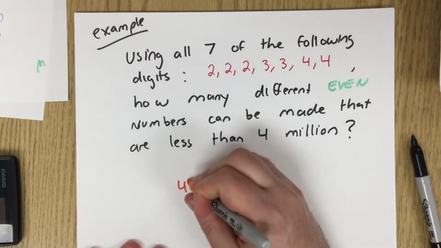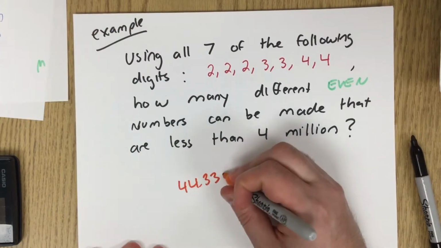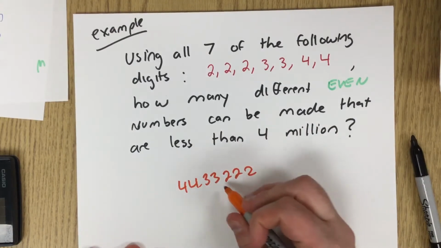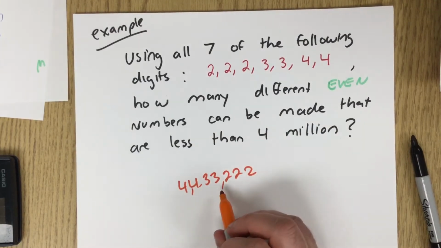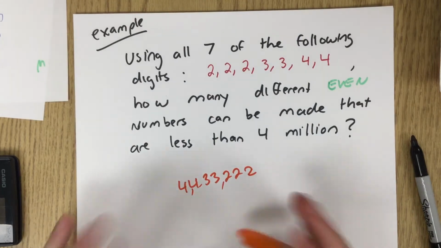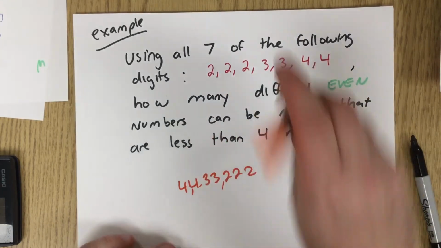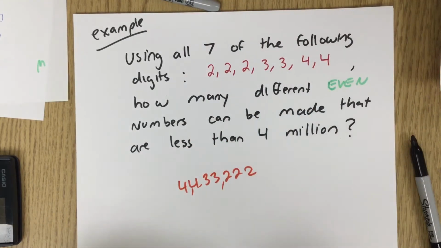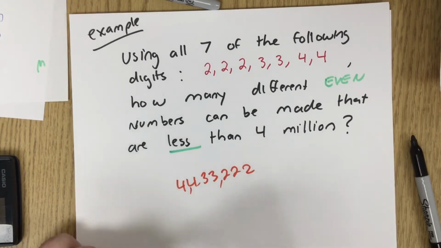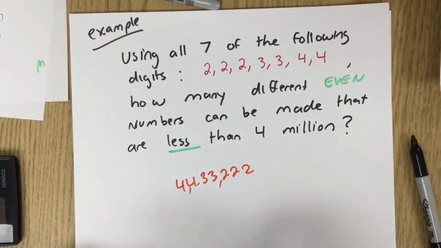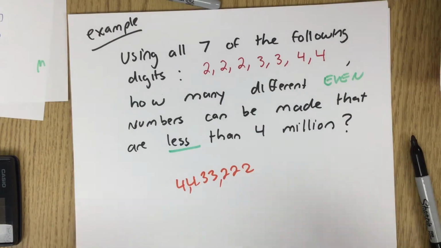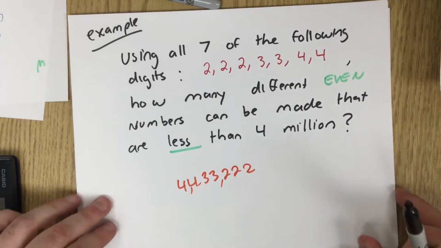So just as a point, if I was going to write things out, I wrote the numbers backwards: 4, 4, 3, 3, 2, 2, 2. This number is 4,433,222, so that number is more than 4 million. And it has to be less than 4 million, so this number would not do. It has to be even, which means the last number has to end with an even number.